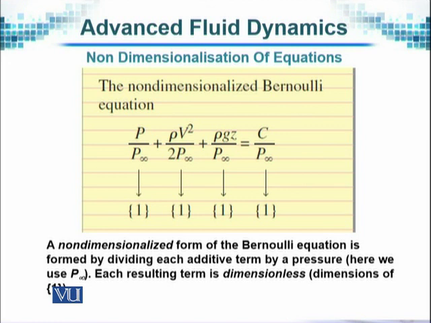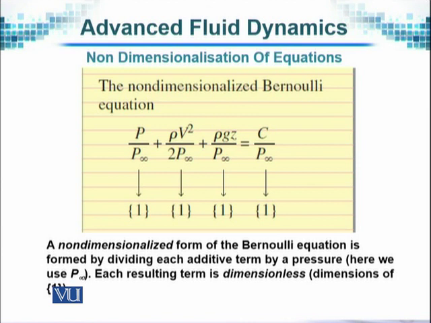So this is a typical example that is normally discussed in textbooks for the case of non-dimensionalization of an equation of motion. And Bernoulli's equation, you may have seen how frequently we discuss this. The equation is P plus half rho V square plus rho g Z is equal to a constant. So that is the equation that we have.